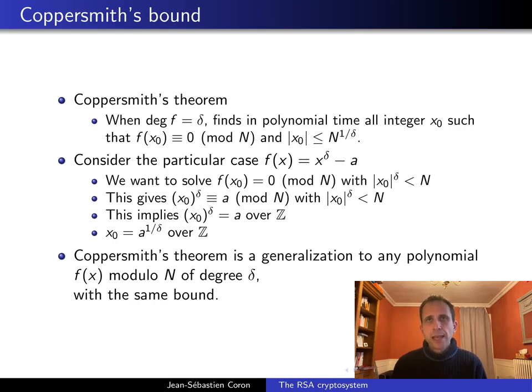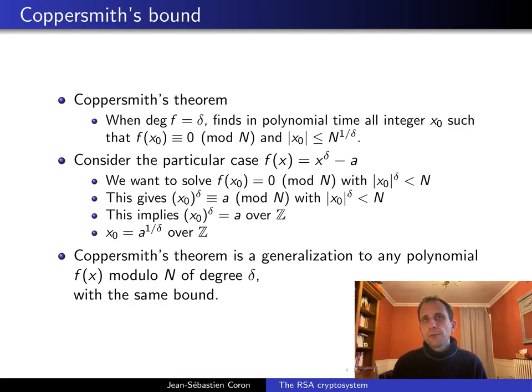And so this gives us x0 to the power of delta is congruent to a modulo n. And we know that x0 to the power of delta is less than n. So this implies that when we compute x0 to the power of delta, there is no modular reduction, and the equality is true not only modulo n, but over the integers. And now, of course, we can compute x0 as a to the power of 1 over delta over the integers. So we trivially recover x0.